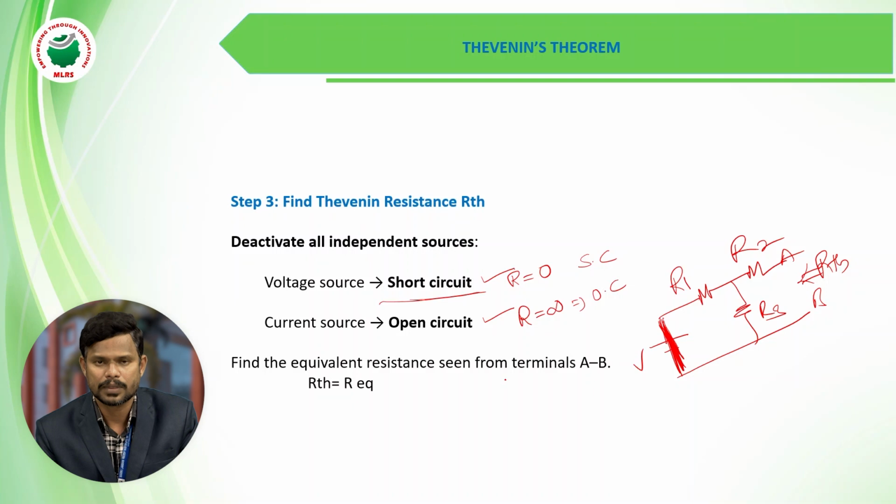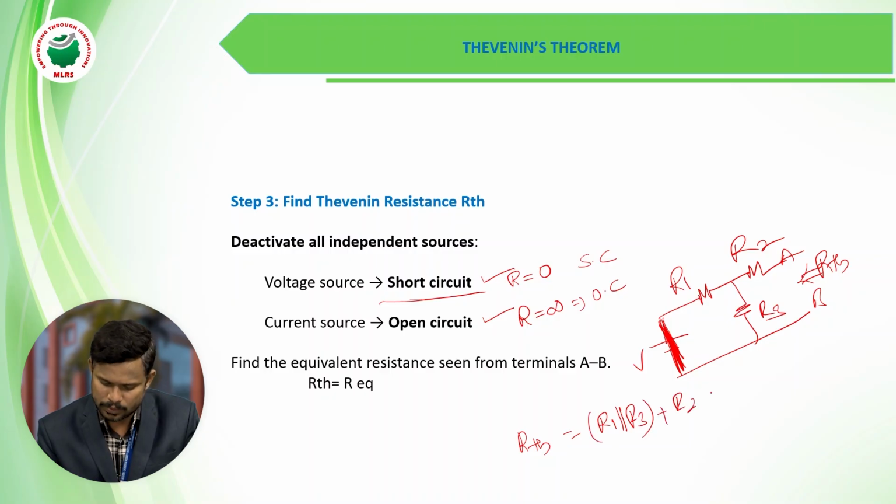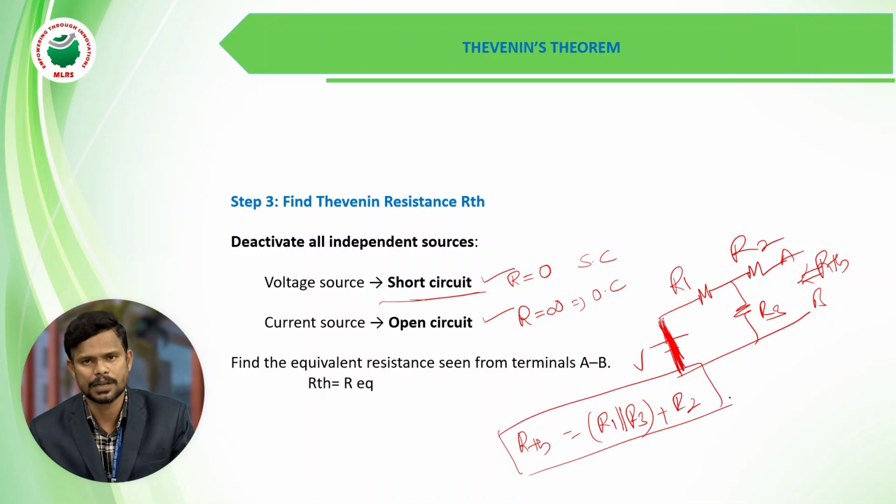Now calculate the Thevenin's resistance, total resistance. To calculate the RTH, the resistor values: R1 is parallel with the R3, then it is series with the R2. That value will give the RTH value.